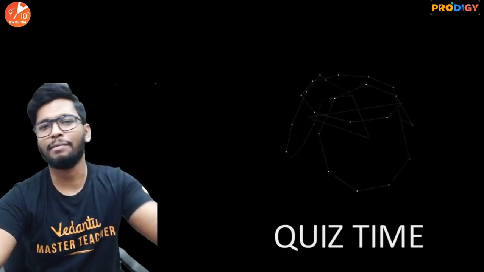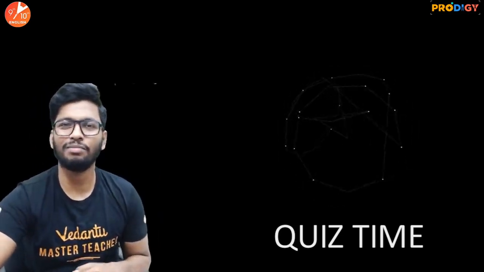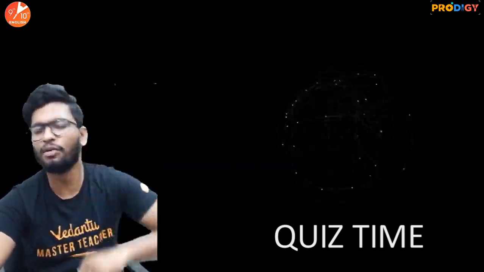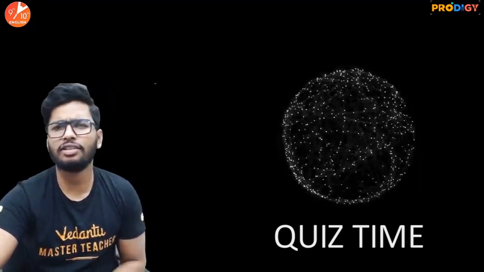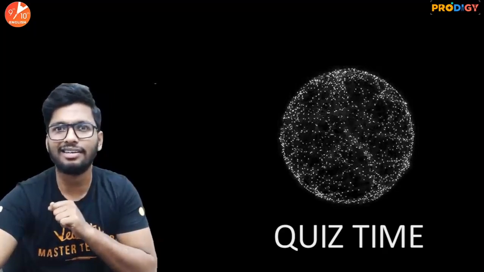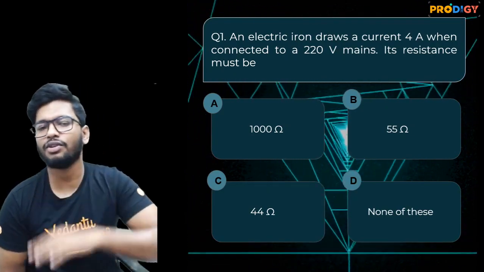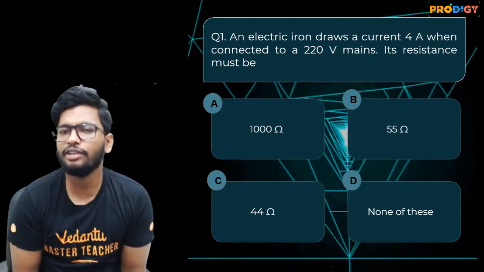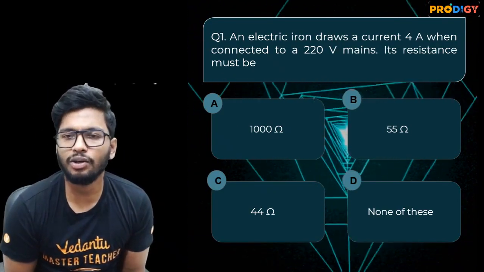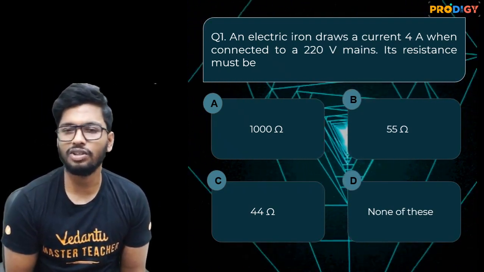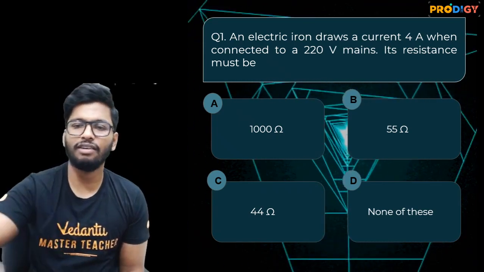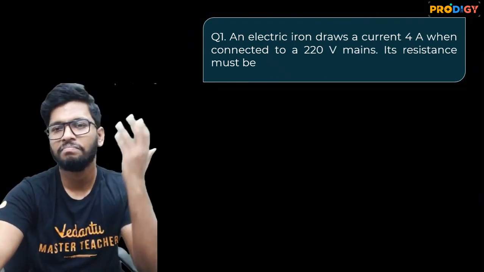All right. So yeah, people, let's start with some quiz time, and then we have a little bit more left, that is talking about the factors affecting resistance and all that. But before that, let's take a tiny little break and solve some questions. Here's the first one. An electric iron draws a current of 4 amperes when connected to a 220 volt main. Its resistance must be what? 1000 ohms, 55 ohms, 45 ohms, 44 ohms, or none of the above.